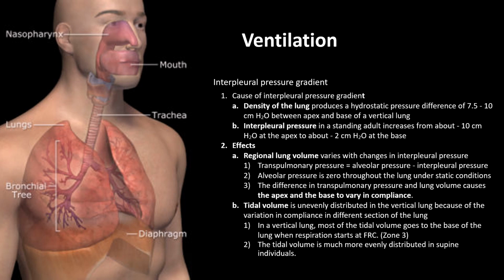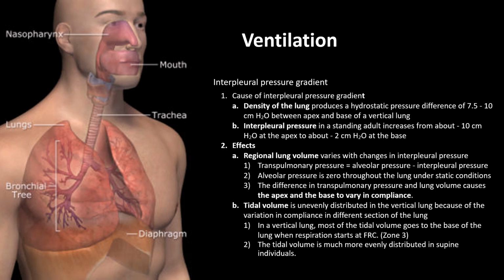Now, what are its effects? First, regional lung volume varies with changes in intrapleural pressure. Transpulmonary pressure is equal to alveolar pressure minus intrapleural pressure. Alveolar pressure is zero throughout the lung under static conditions. Therefore, transpulmonary pressure varies from 2 centimeters water at the base to 10 centimeters water at the apex of the vertical lung. The difference in transpulmonary pressure and lung volume causes the apex and the base to vary in compliance.